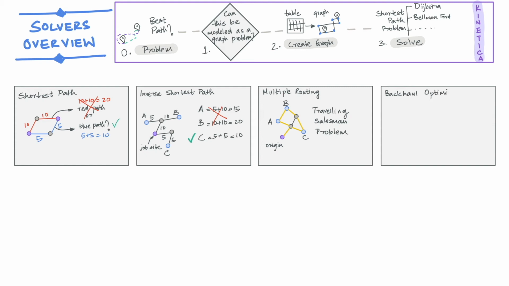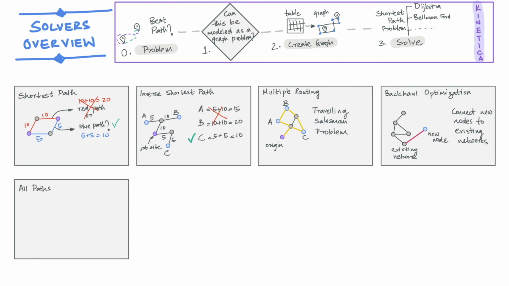The backhaul optimization problem is concerned with finding the best way to connect new nodes to an existing graph network so that the cost of reaching the new node from certain nodes in the existing network is the lowest. Backhaul optimization is commonly applied to solve telecommunication problems. For instance, to find the best way to lay fiber to connect new towers to existing network access points. The all-path problem simply finds all the possible paths from a given starting node to a destination node.